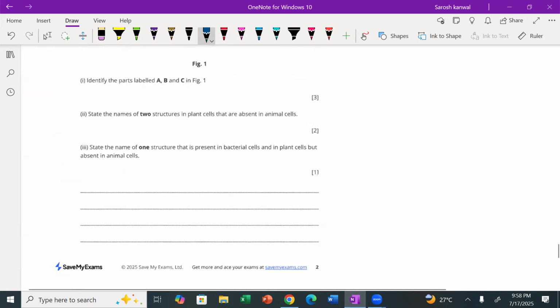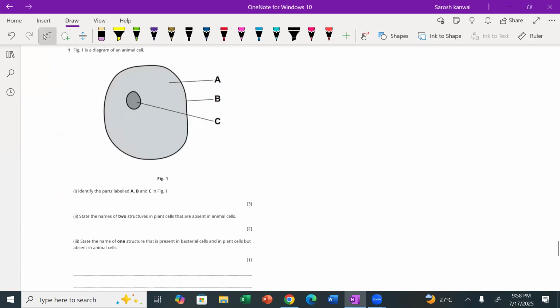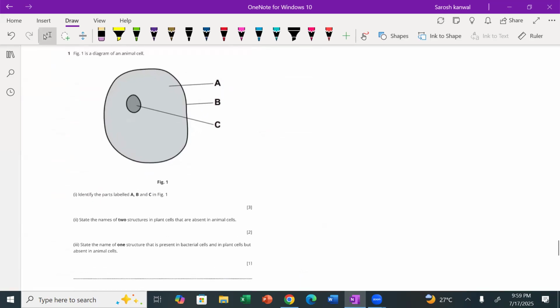Okay, this question is for Mipsam. A diagram of an animal cell. Identify the parts labeled A, B, and C. State the names of two structures in plant cells that are absent in animal cells. State the name of one structure that is present in bacterial cells and in plant cells but absent in animal cells. So start with the first one, Mipsam. Identify labels A, B, and C.